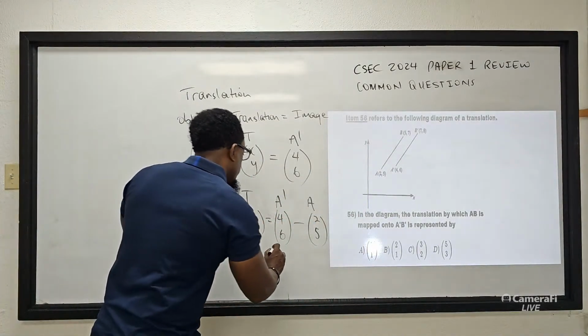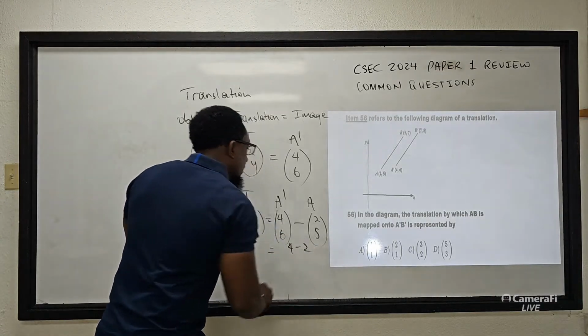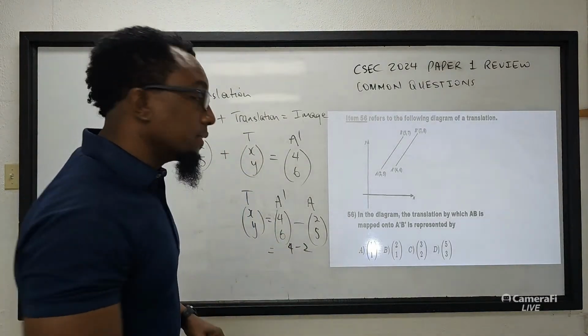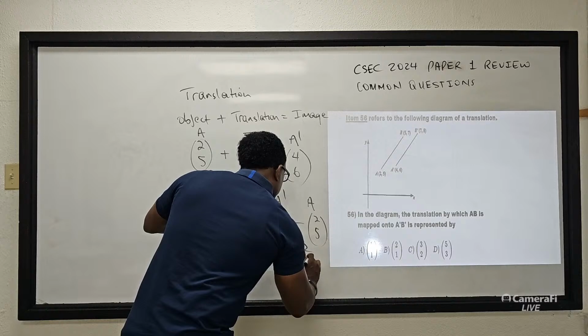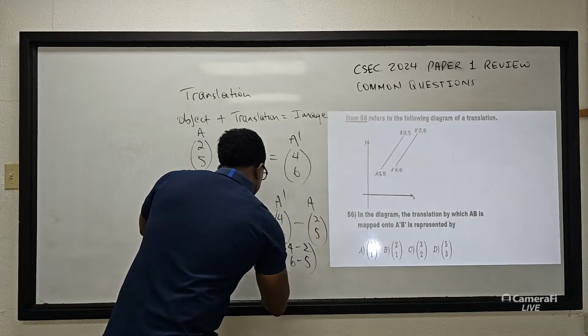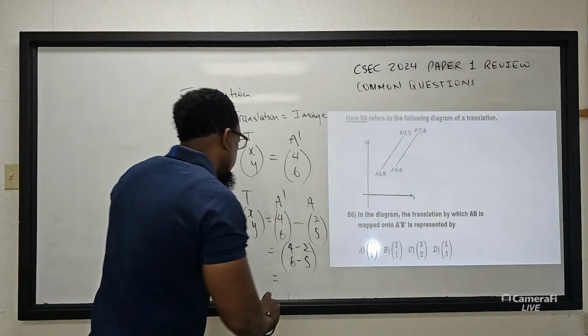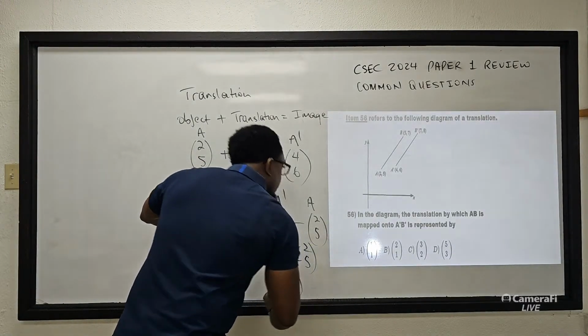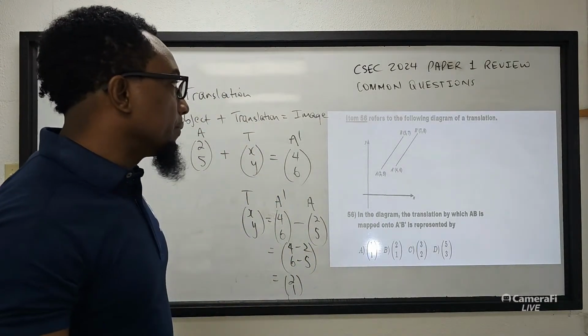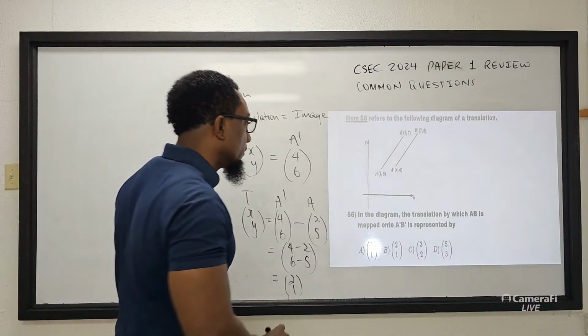So this is 4 subtract 2, and this is 6 subtract 5, which will give me 4 subtract 2 is 2, 6 subtract 5 is 1, so the answer there will be B for your translation.